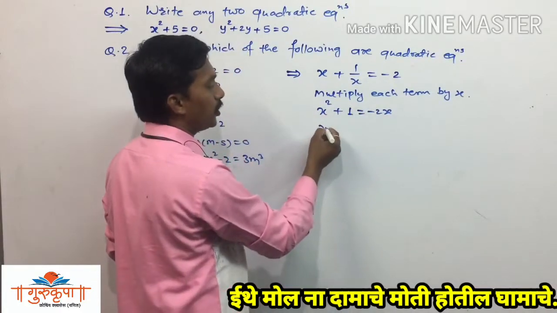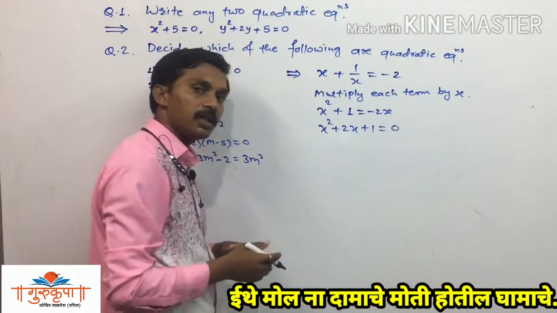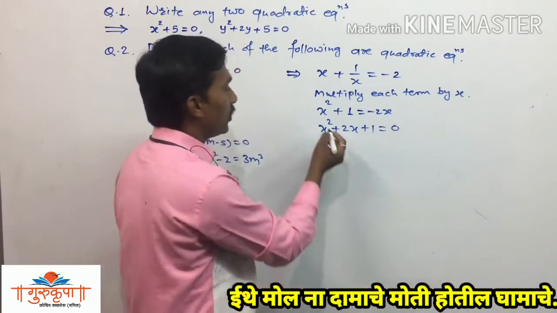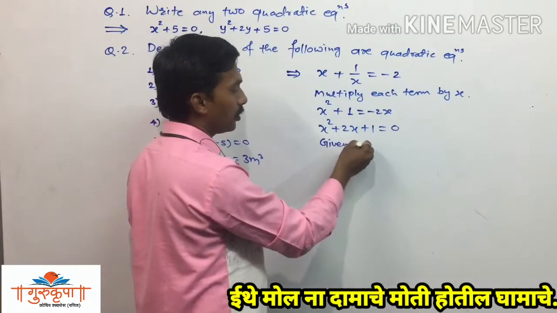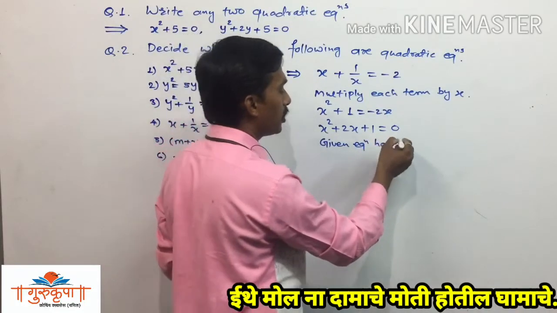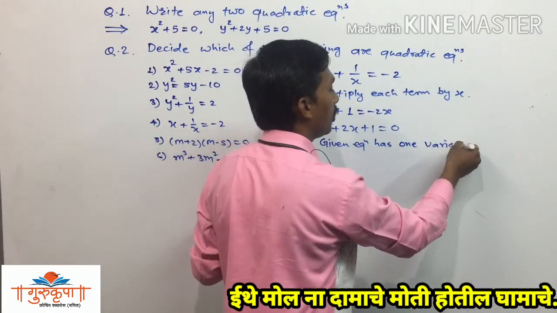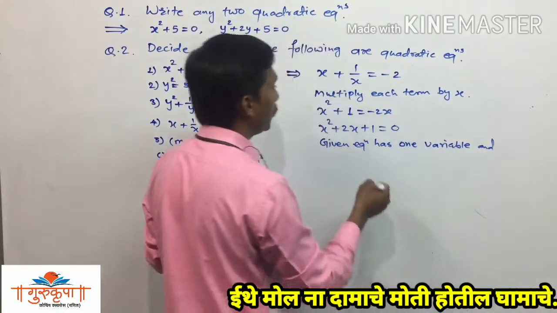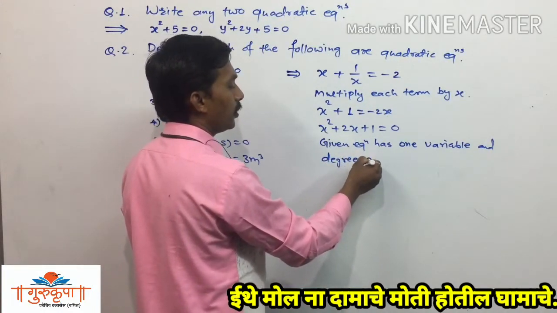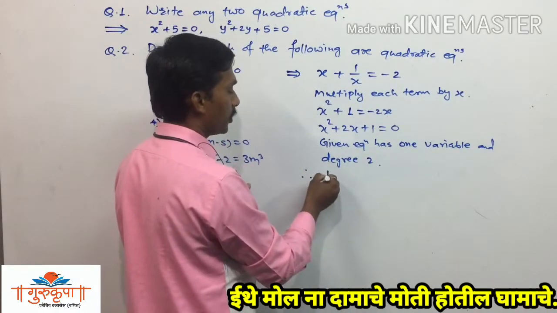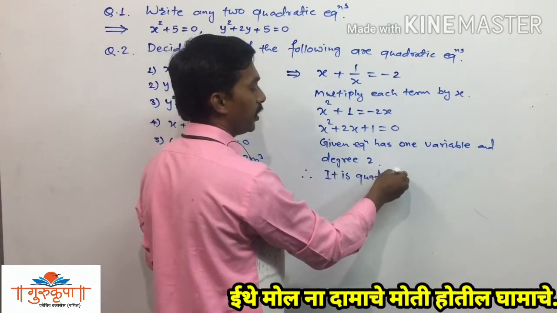Transfer this minus 2x to the left side, you will get x square plus 2x plus 1 is equal to 0, which is a quadratic equation. Why? Because we have one variable and degree 2. Given equation has one variable and degree 2, therefore it is a quadratic equation.